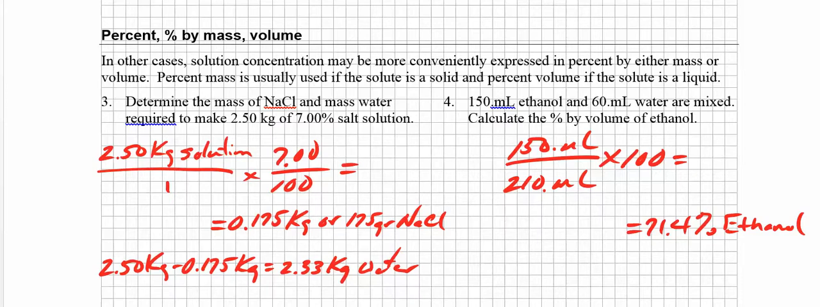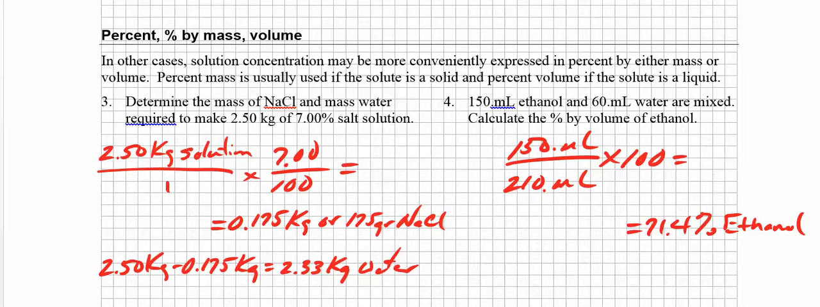We're going to do percent by mass first. Number three says, determine the mass of sodium chloride and mass of water required to make 2.50 kilograms of a 7% salt solution. So we want to make a 7% salt solution. How do we do that? Well, the first thing we're going to do is determine how much 7% of the total mass is.